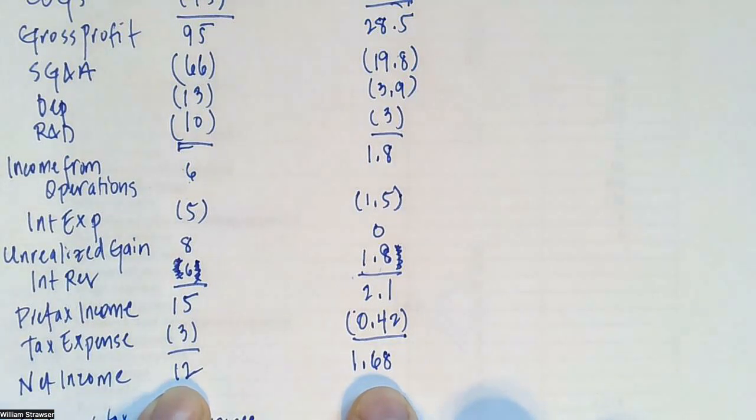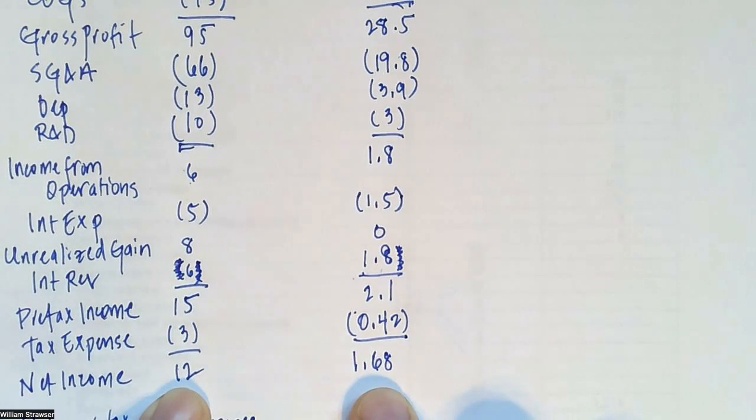So what would the formal disclosure of the income statement look like?